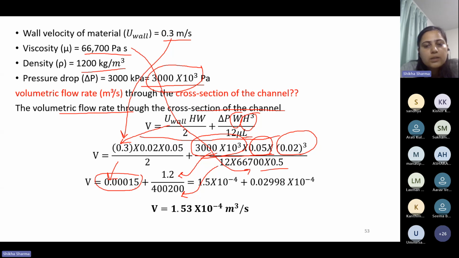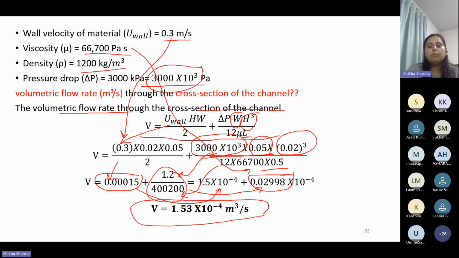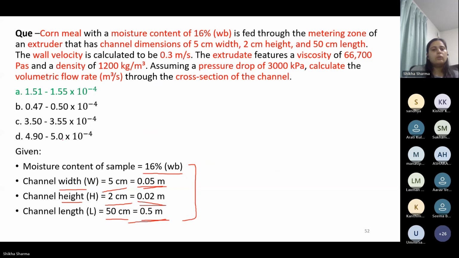So we can write this as 1.5 into 10 to the power minus 4, and this part on the right side we can write as 0.02998 into 10 to the power minus 4. When we sum, it is around 0.03. We take it as a round off. So V equals 1.5 plus 0.03, which is 1.53 into 10 to the power minus 4 meter cube per second. So option A is correct.